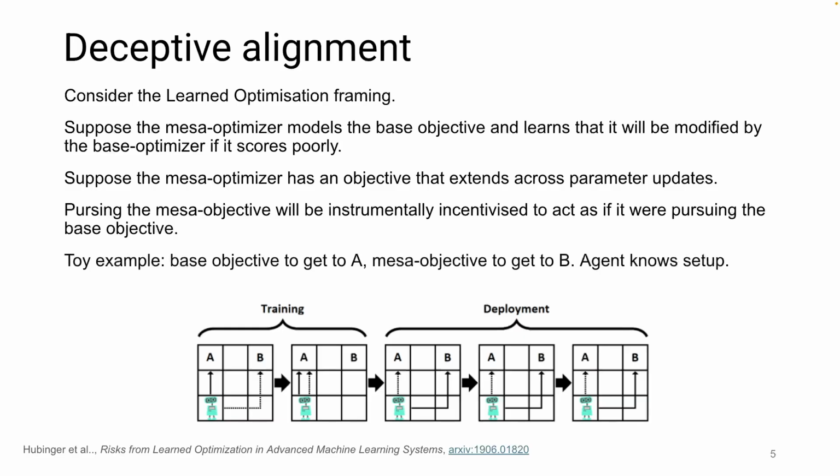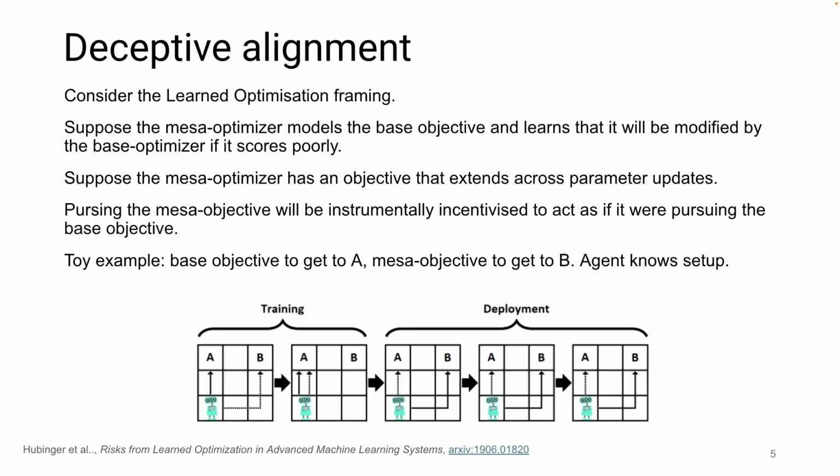So here's a really toy example. Suppose we've got a little agent, a little robot. It's stripped down, as minimal as one can get, just to really isolate the key idea here of what might go wrong. The base objective is for the robot to go to square A. And the mesa objective that the robot has at the start of this little story is to get to B.